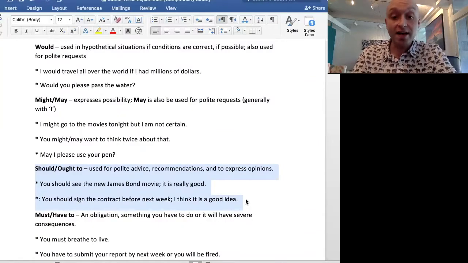I think it's a good idea. Again, expressing opinion and advice to somebody. Should and ought to are used basically synonymously in American English.